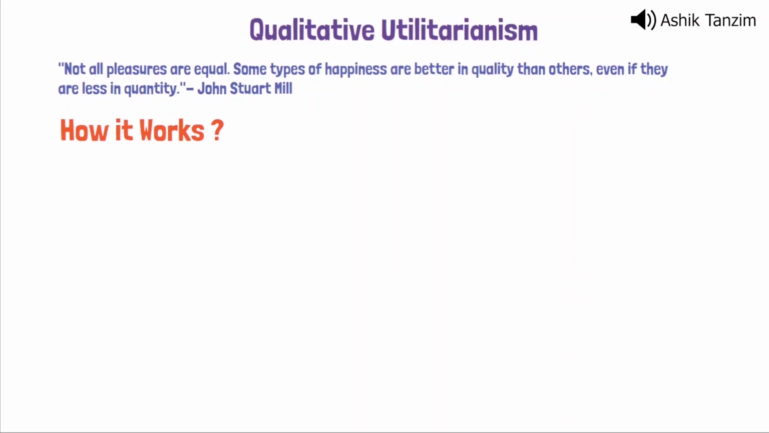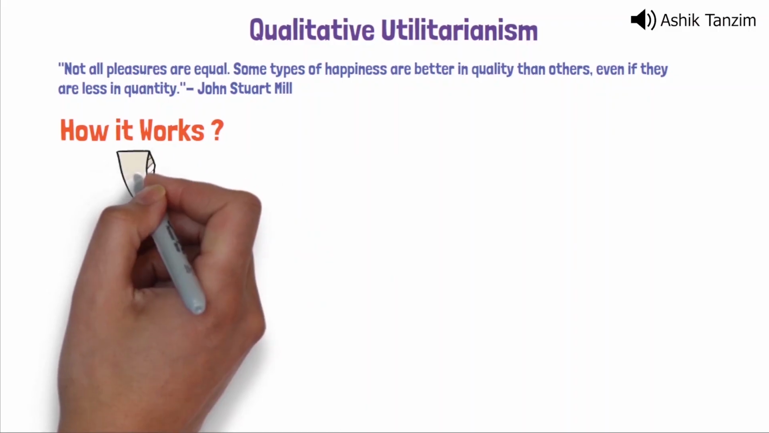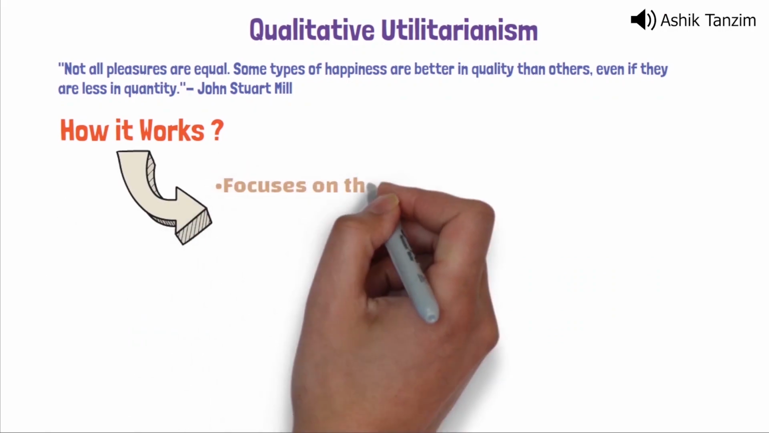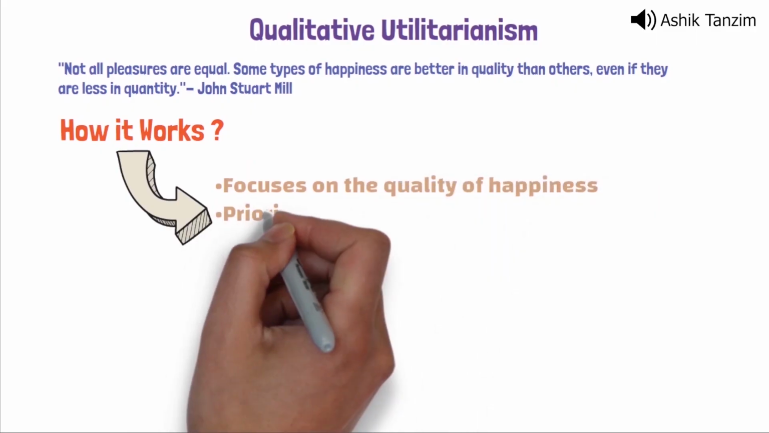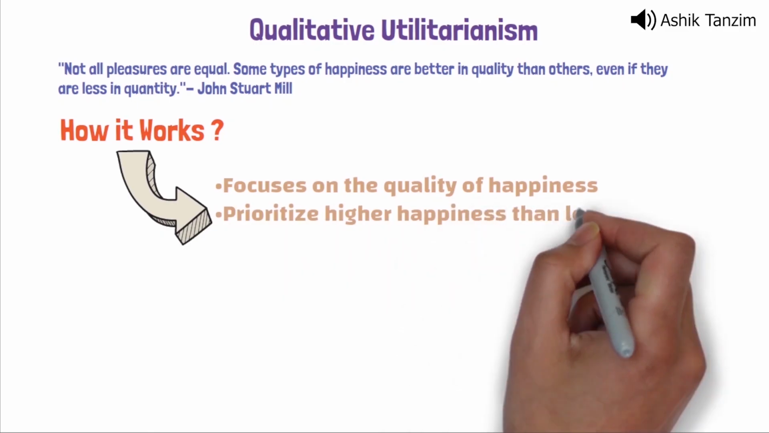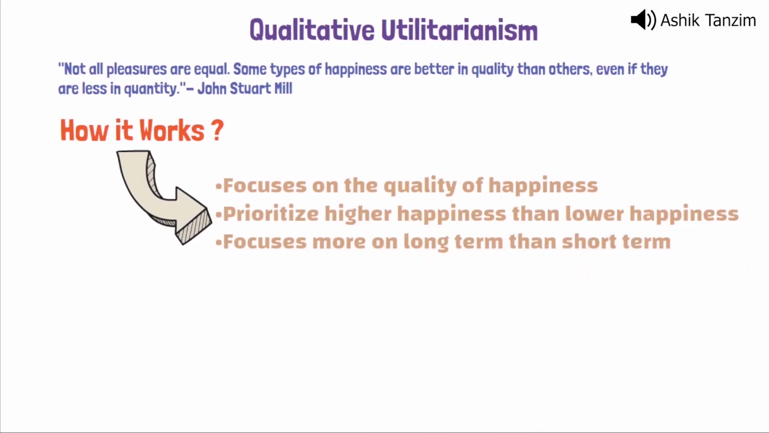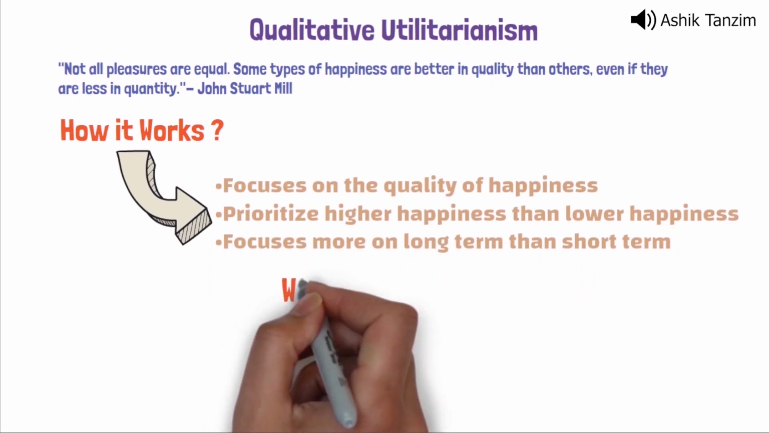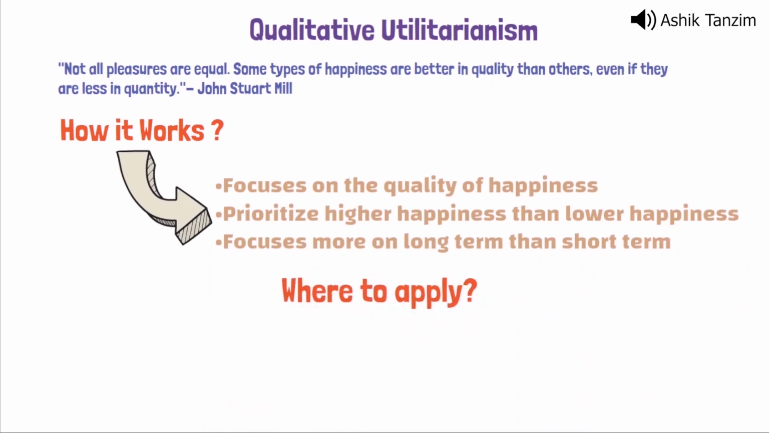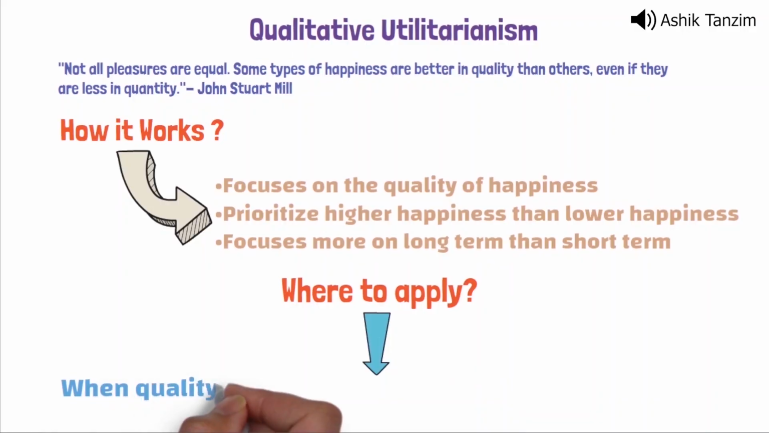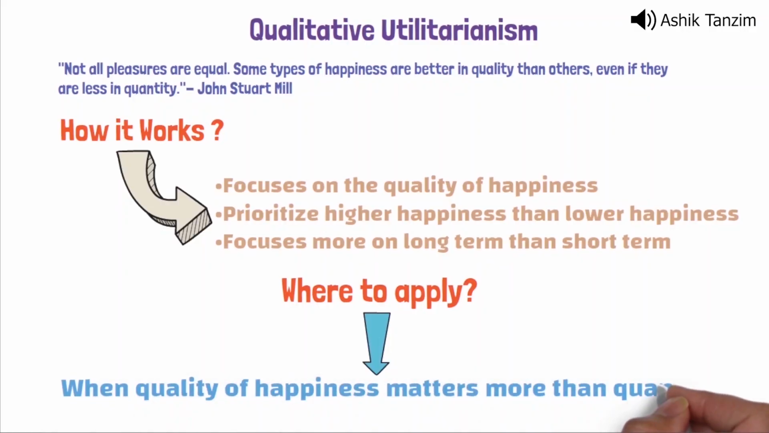Higher class pleasures involve mind and souls, such as education, music, moral development. Lower class pleasures are more physical and temporary, like eating, resting. Let's see how this idea works. Mill's approach focuses on 3 things: the quality of happiness, not just how much of it there is; higher pleasures like learning, creating, and helping others; and long term well being rather than short term comfort, where quality impacts deeply. This is applicable when quality of happiness matters more than quantity while making real life decisions.